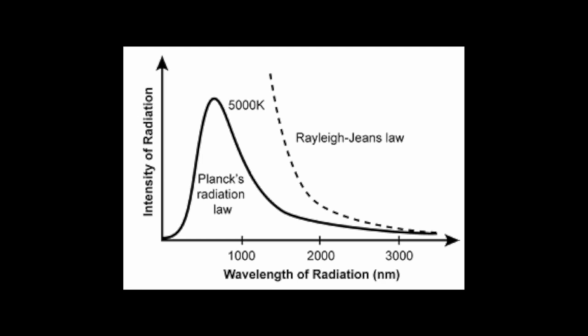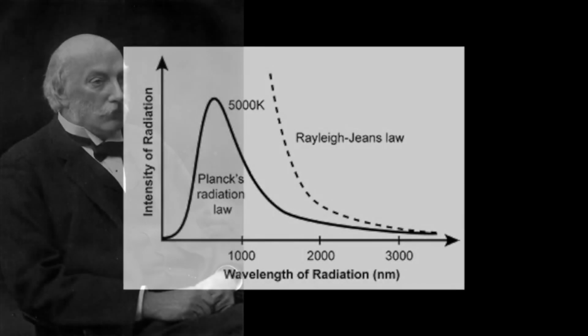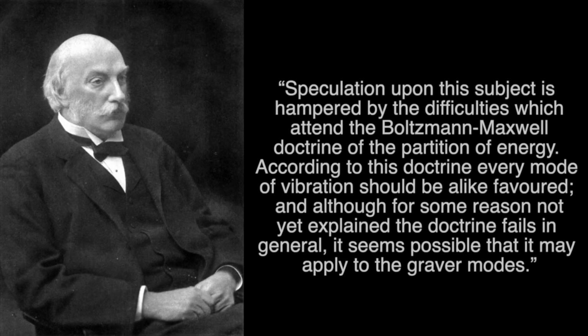Rayleigh and Jeans never actually proposed the ultraviolet catastrophe or anything of the sort, except that Rayleigh wrote, quote, "Speculation upon this subject is hampered by the difficulties which attend the Boltzmann-Maxwell doctrine of the partition of energy. According to this doctrine, every mode of vibration should be alike favored. And although for some reason not yet explained, the doctrine fails in general, it seems possible that it may apply to the graver modes."